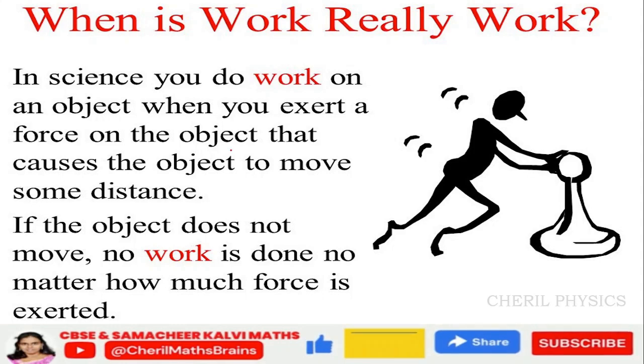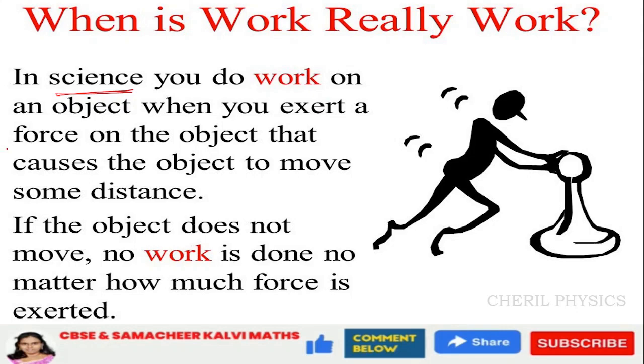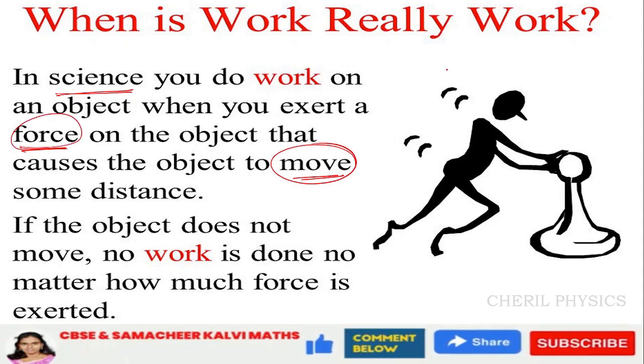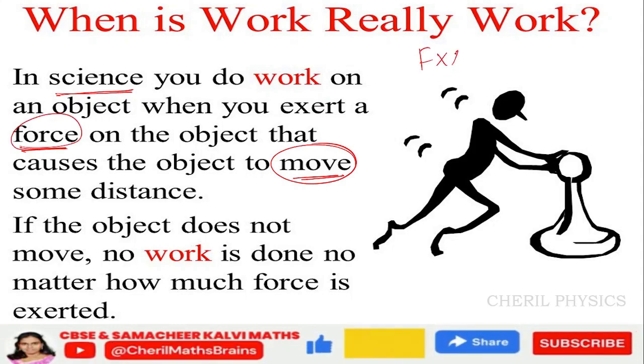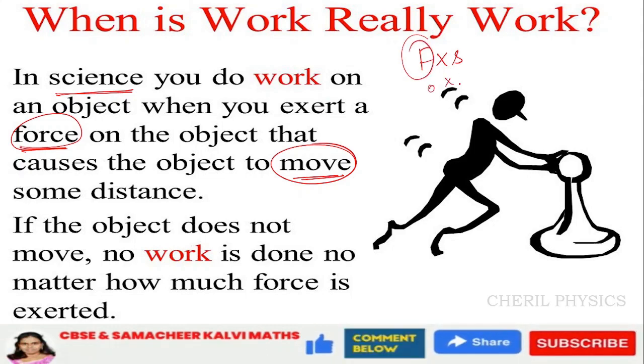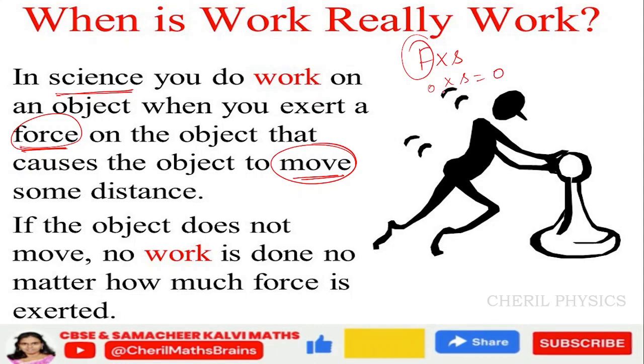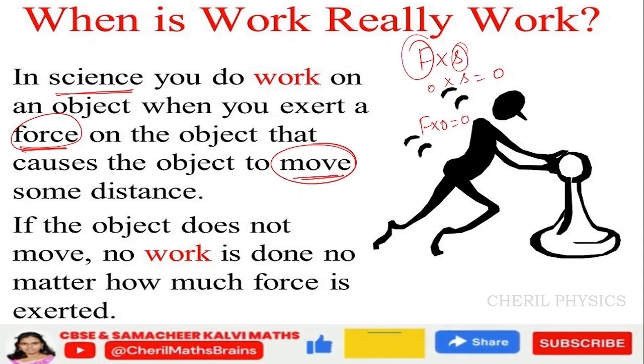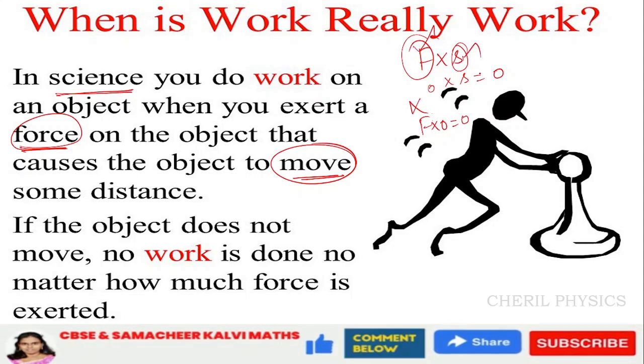Okay, so you say that you do work in science when you exert a force that causes the object to move. Both should happen. If either of these is not there, that means we have F into S. If F is not there, it will become 0, and 0 into S will become 0. Likewise, if there is no displacement, it will become F into 0, which is also going to be 0. So either of these should never happen. We need to have both the parameters.